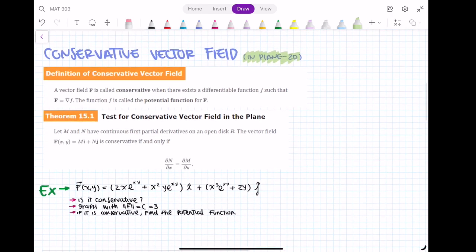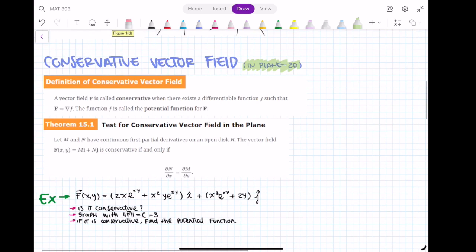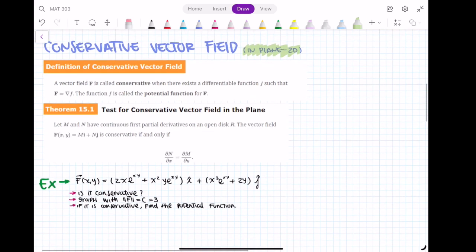Now we have the conservative vector field. We're going to start with a plane, so 2D. A vector field F is called conservative when there exists a differentiable function f such that F is equal to the gradient of f. The function f is called the potential function for F.